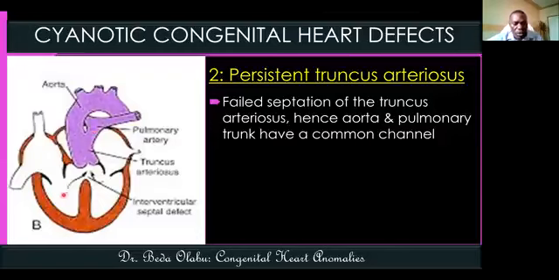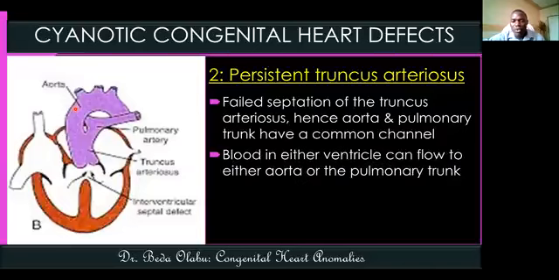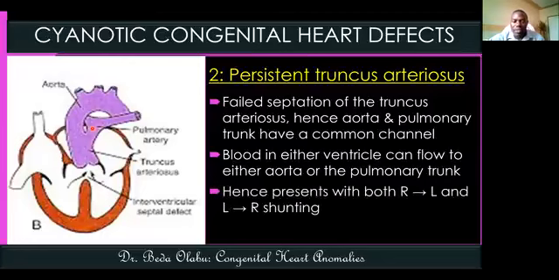Similarly, blood from here, right ventricle, can find its way there, up to there, and that's normal. The problem arises if blood from here enters there, then finds its way there. That will be the problem. That will give you a right to left shunt. So you need to understand that in persistent truncus arteriosus, either ventricle can take blood to any of the outflow tracts. Therefore, persistent truncus arteriosus has both right to left as well as left to right shunts.